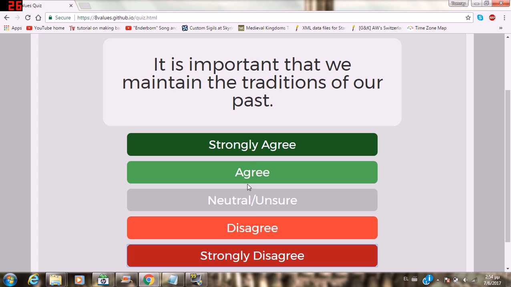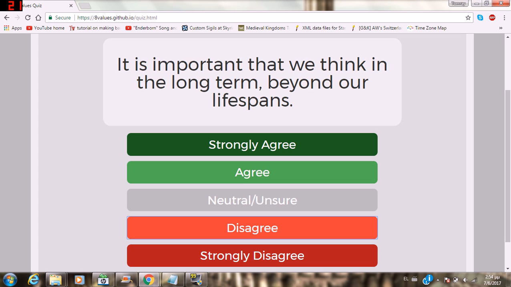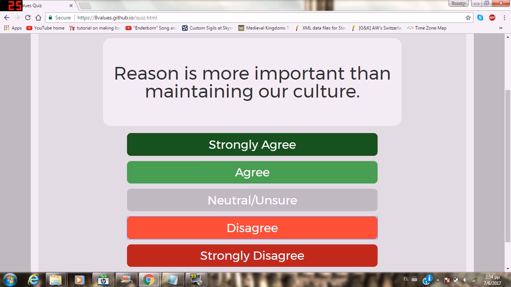I have to slightly disagree. Just slightly. Some traditions need to be kept, but some need to be done away with. I live in a really traditional country, and some of the stuff we do is just nonsensical. It's important that we think in the long term, beyond our lifespans. Not necessarily. Reason is more important than maintaining our culture.